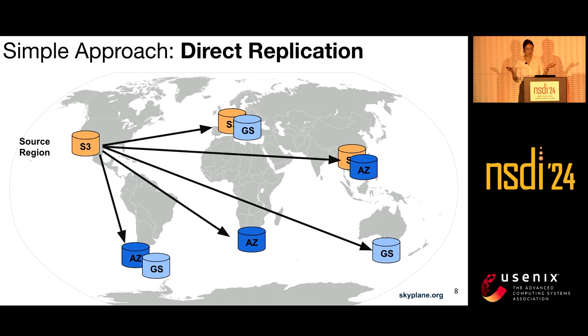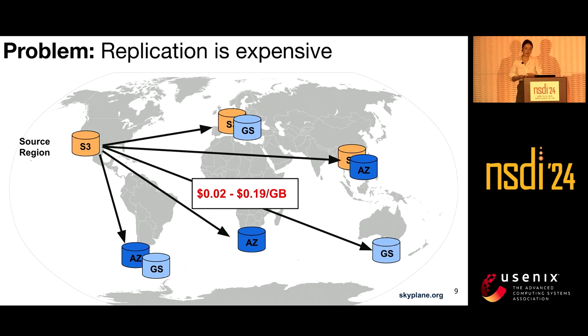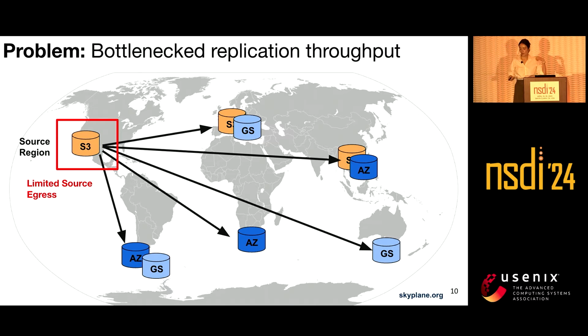Here's a simple diagram of what a direct replication might look like. You have some source region in S3, and you're transferring data to other object stores in other cloud providers, as well as other regions. The problem here, first of all, is that you have very expensive links. You might have region pairs that cost up to 19 cents per gigabyte to transfer between. Second, there's constrained source egress. Clouds will typically cap the bandwidth of VMs, and because of this you often have a bottleneck at the source.